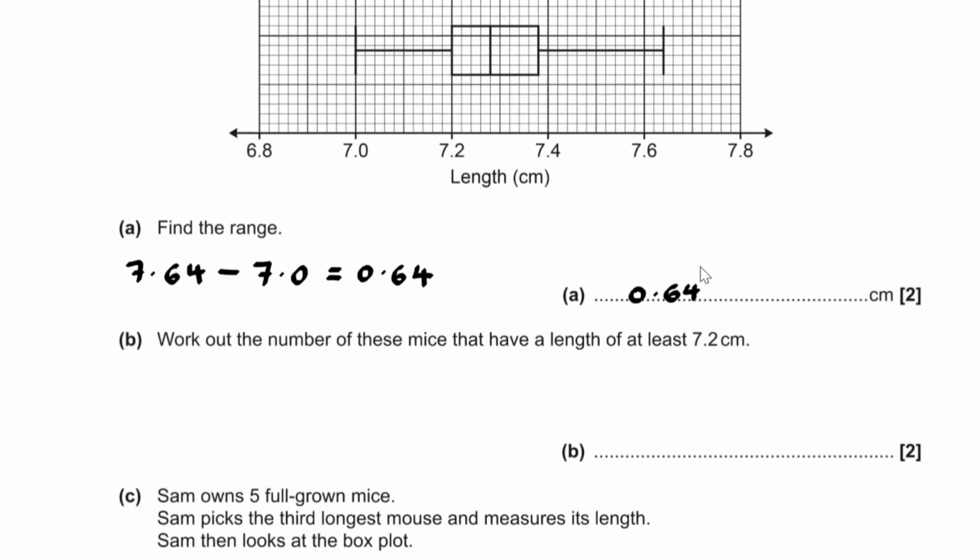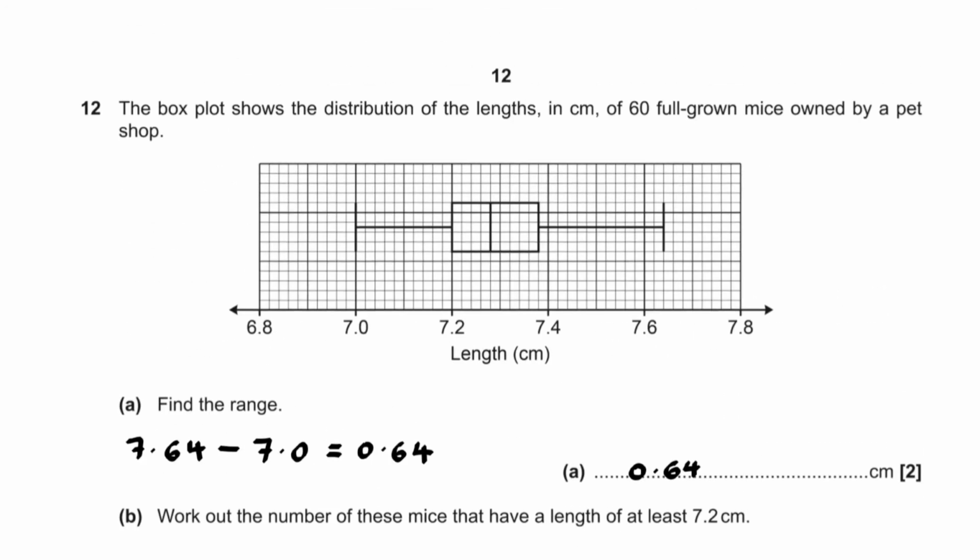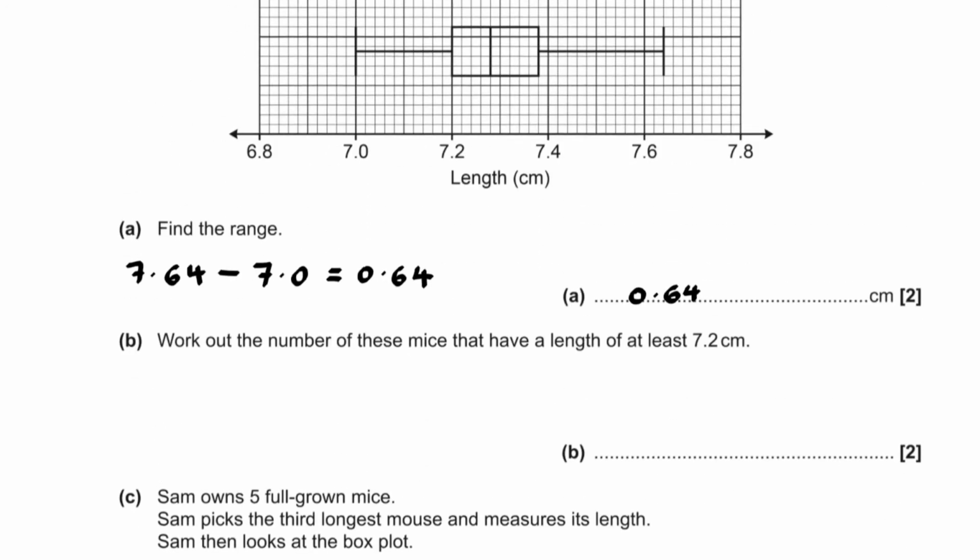For part B, we have to work out the number of these mice that have a length of at least 7.2 centimeters. Well, at least 7.2 centimeters. Well, here is 7.2 centimeters, and we're looking for everywhere here and beyond. Now, do you notice that we are looking at the lower quartile and beyond, which means we have 75% of the data, which means if I take 75% of 60, I get 45.